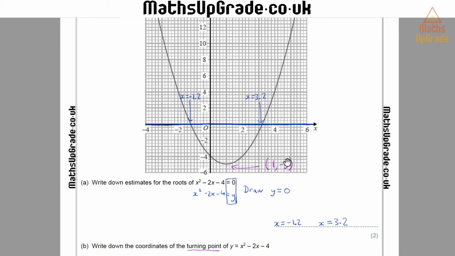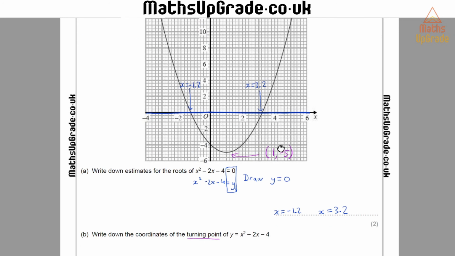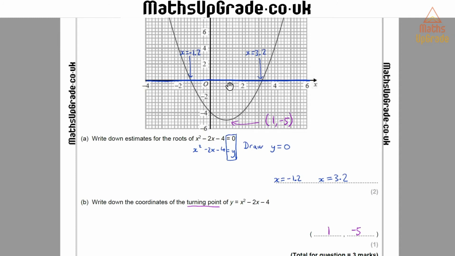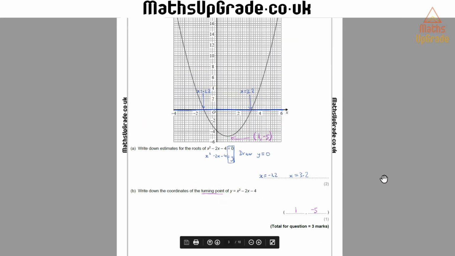The next part of the question, we need to write down the coordinates of the turning point of y equals x squared minus 2x minus 4. So the turning point of this pre-drawn curve is the minimum point here. You can see there the x coordinate is 1 and the y coordinate is negative 5. So that's the values I put down there, and that question is 3 marks.